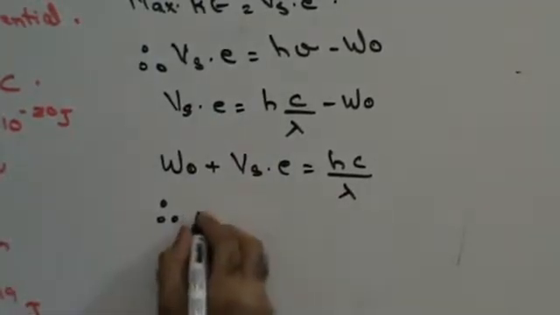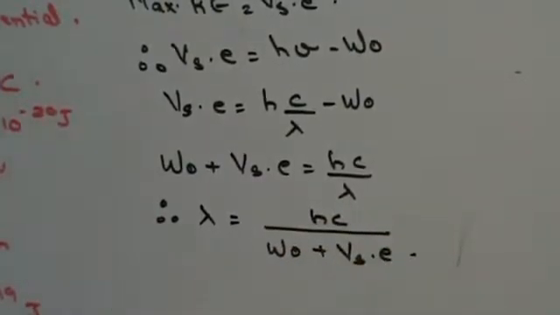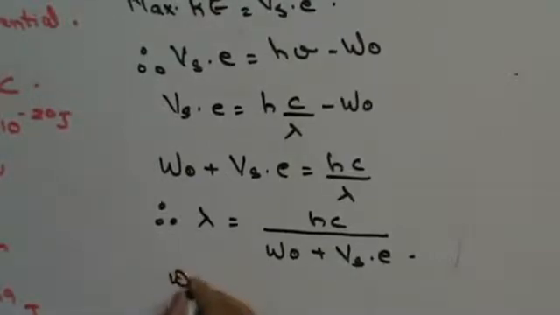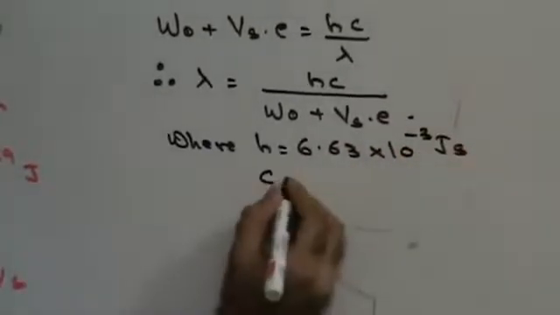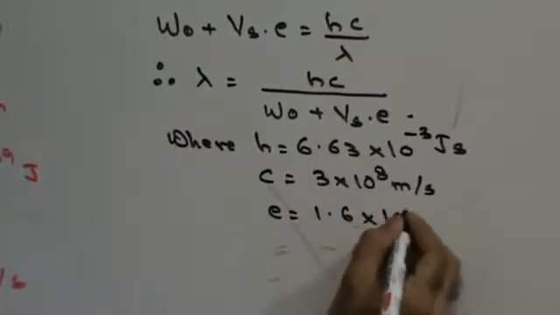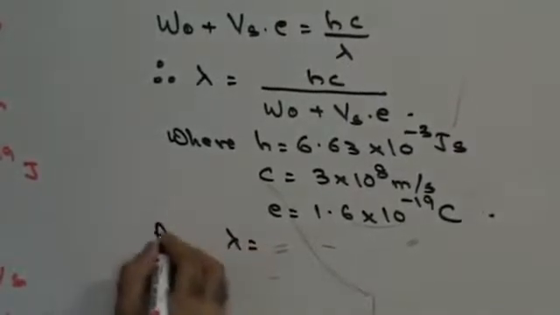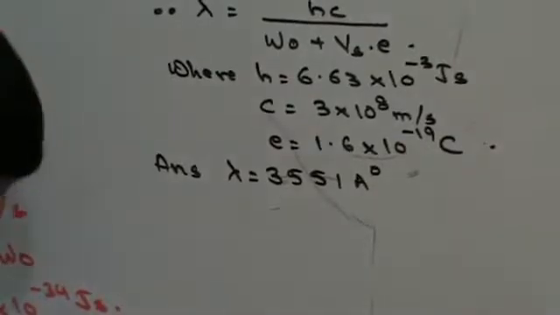What have they asked you to find out? Determine the wavelength of incident light. Lambda is going to be hc upon w0 plus Vs into e. Wavelength of light is Planck's constant into velocity of light upon work function plus stoppage potential into charge on electron, where you should know that h is 6.63 into 10 raised to minus 34 joule second, c is 3 into 10 raised to 8 meters per second, and e is 1.6 into 10 raised to minus 19 coulombs. Right? When you substitute these values, you should get the value of lambda. Answer should be 3551 Angstrom units. Right? Take on the next one guys.